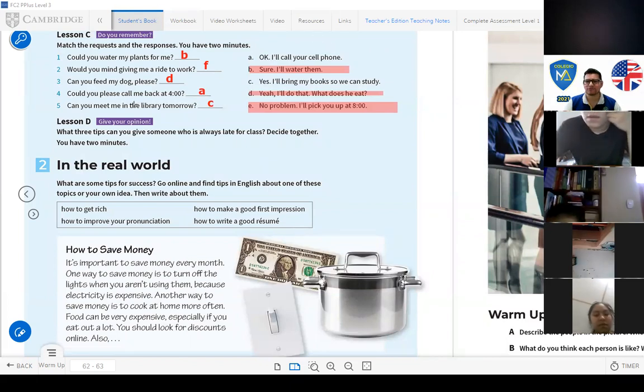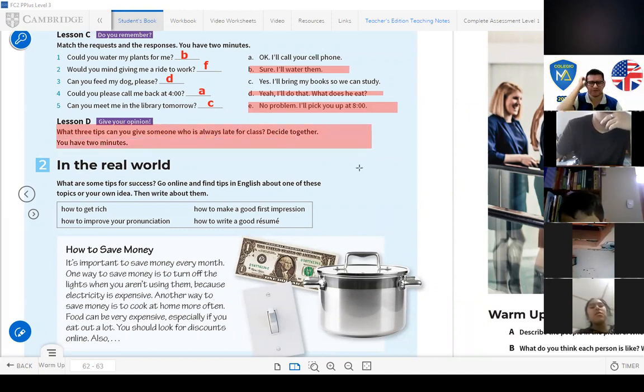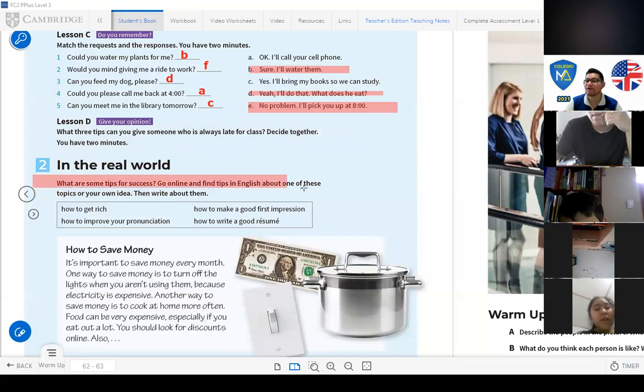Yeah? What else? We have here lesson D, give your opinions. What 3 tips can you give someone who is always late for class? Decide together. No, for example, if someone is always late for class, you can say, no, hey, please change the time. No, you have to put your clock in advance 10 minutes or 20 minutes, and maybe it can help. Okay. Now, in the real world, what are some tips for success? Go online, find tips in English about one of these topics for your own ideas. No, then write about them. Here says how to get rich, cómo hacerse millonario, no?